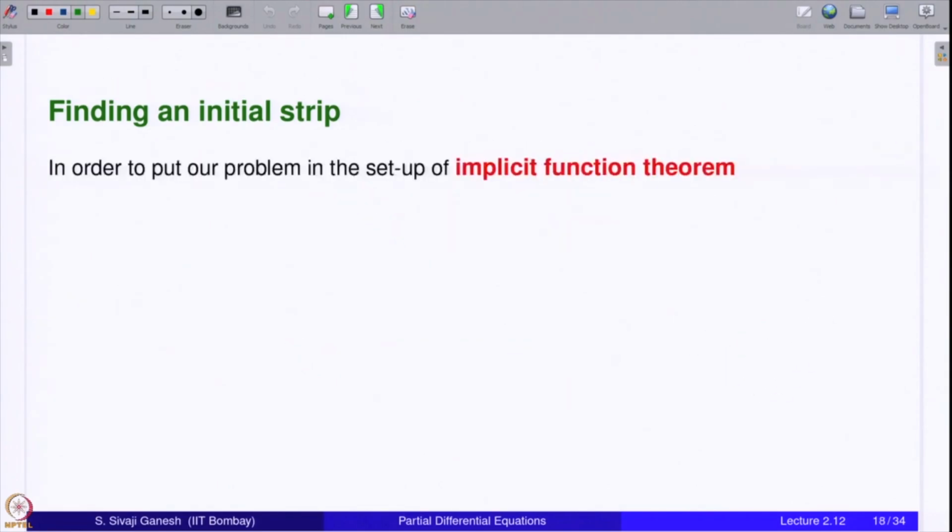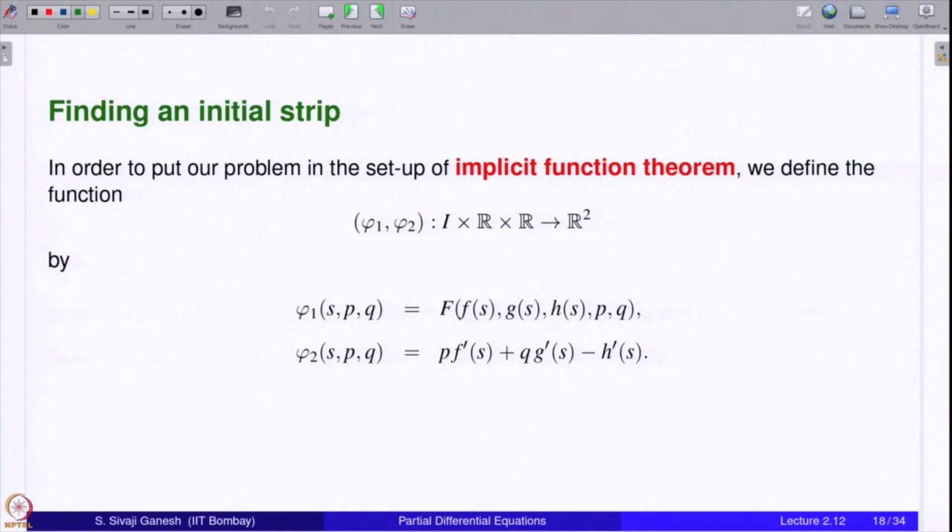So, in order to put our problem in the setup of the implicit function theorem, we define two functions, phi 1 and phi 2. As I told you, phi 1 of (s, p, q), because f(s), g(s), h(s) are known, it is simply a function of s. That is why (s, p, q) are unknown quantities. I want to solve p, q in terms of s. So, I have 3 variables here.